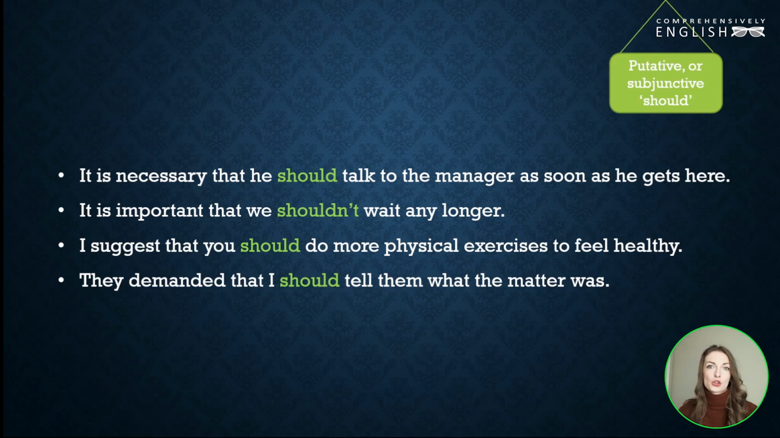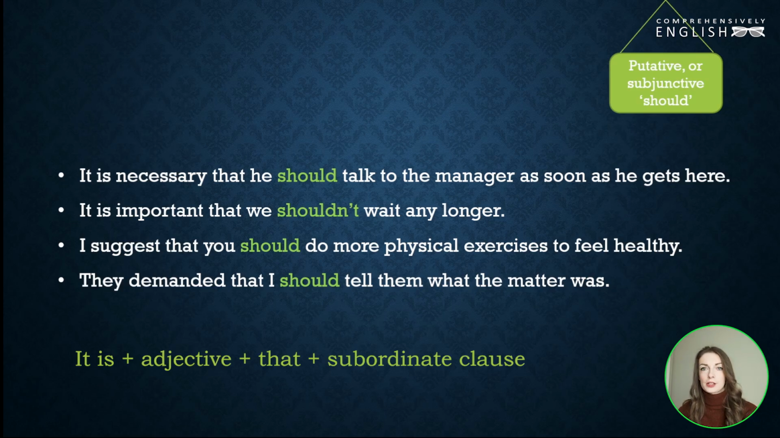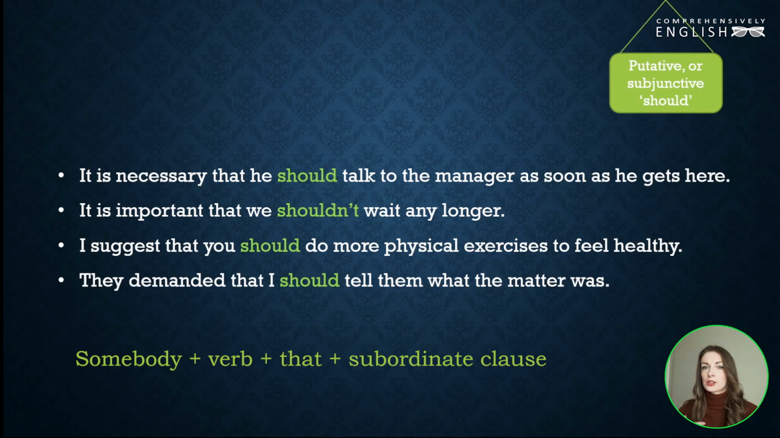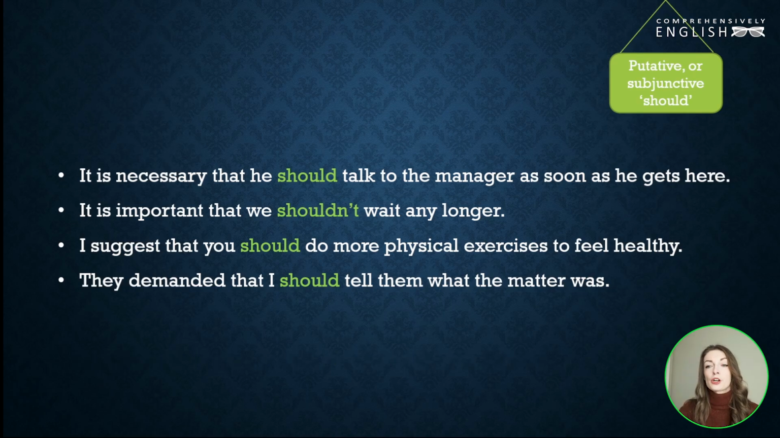These clauses with should always go after it is plus adjective. It is necessary, it is important, it is advisable, it is recommended that somebody should do something, yeah. Or after the main clause that expresses somebody's attitude towards something, like he suggests, she recommends, I order that somebody should do something. However, should can be omitted in these sentences, so you can absolutely say it is necessary that he talk to the manager as soon as he gets here.